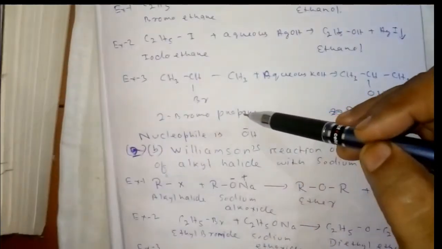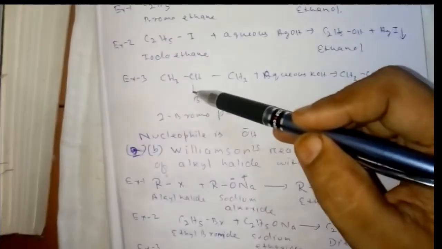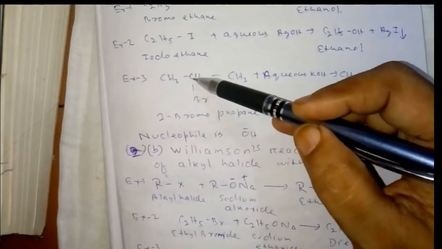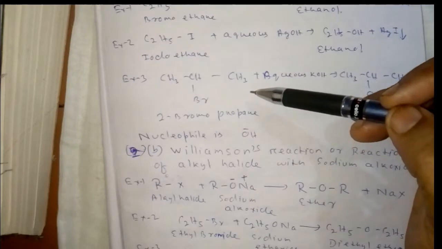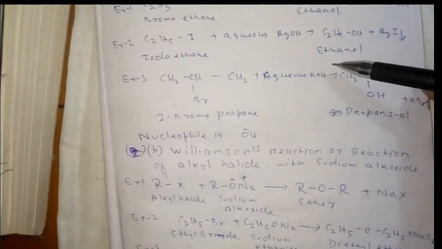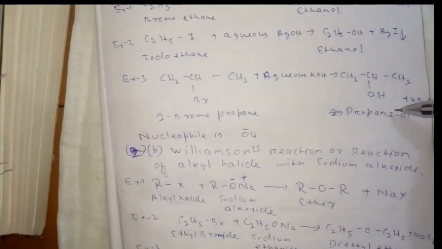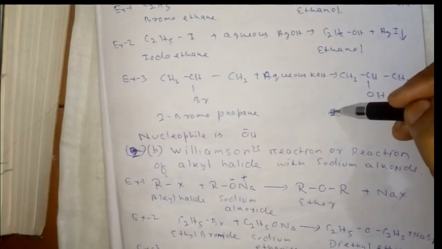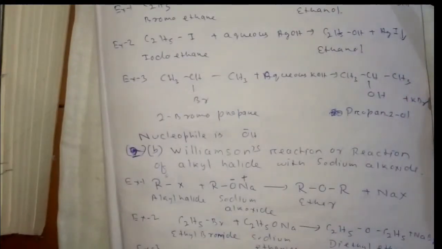Example 3, 2-bromopropane. 1, 2, 3. Bromo is attached to the second carbon, so it is called 2-bromopropane. 2-bromopropane plus aqueous KOH will give propan-2-ol plus KBr. So these are the nucleophilic substitution reactions.